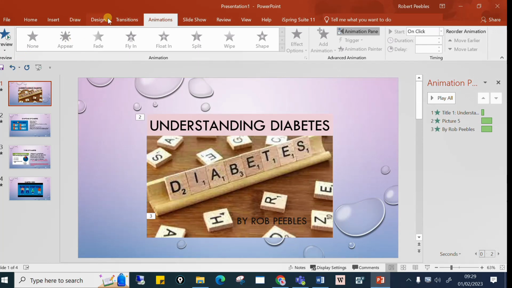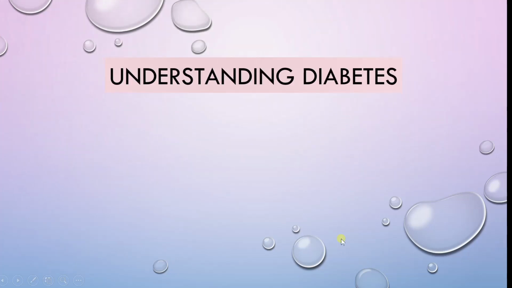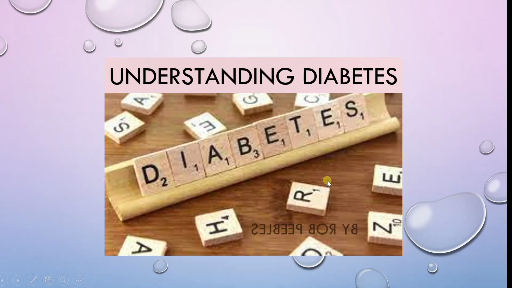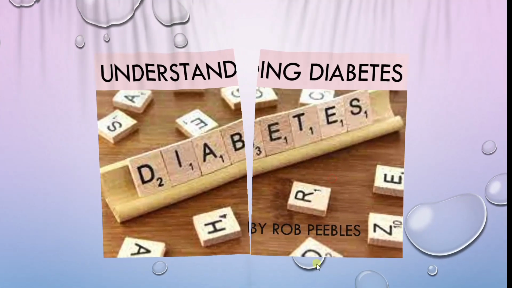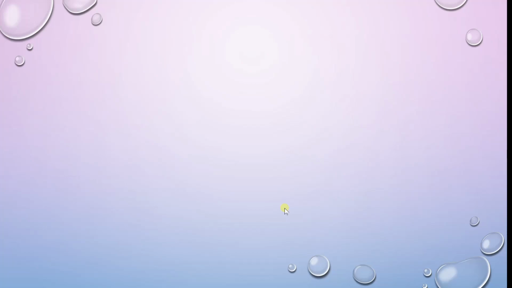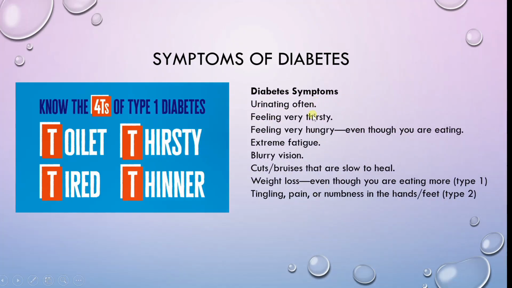So we go to slideshow from the beginning. Understanding diabetes. My name's Rob Peebles. These are the symptoms of diabetes. Know the 4 T's of type 1 diabetes, and these are some of the other symptoms to be aware of, and you would then go through them one by one.